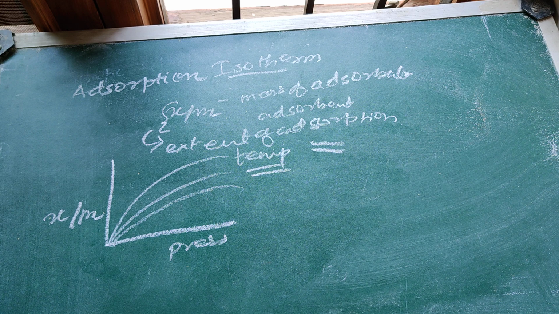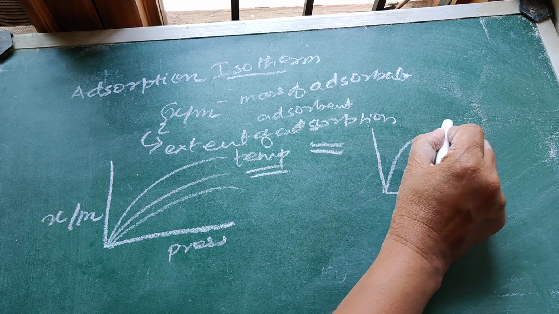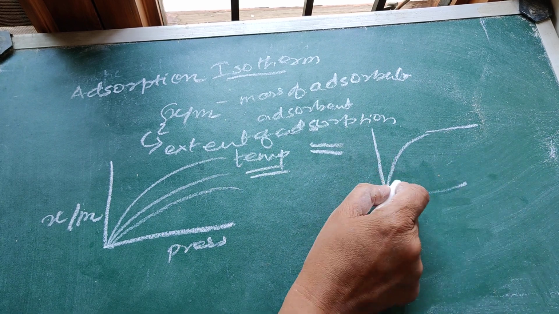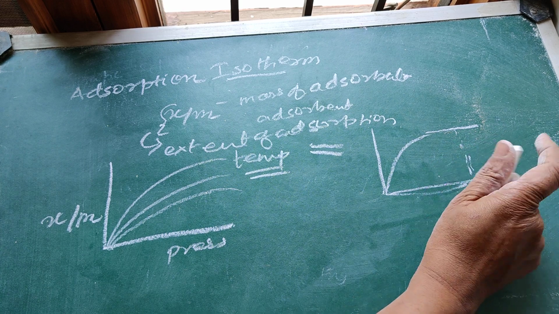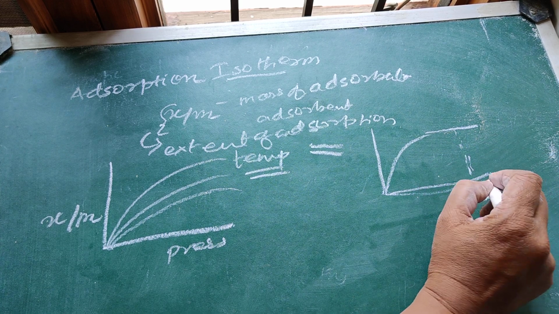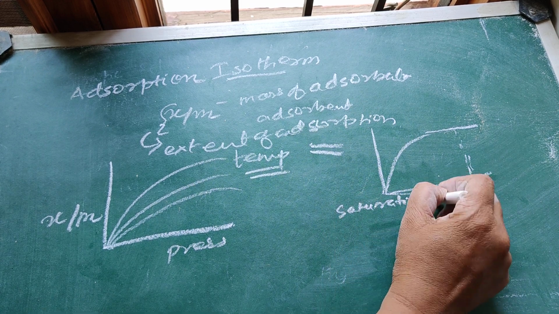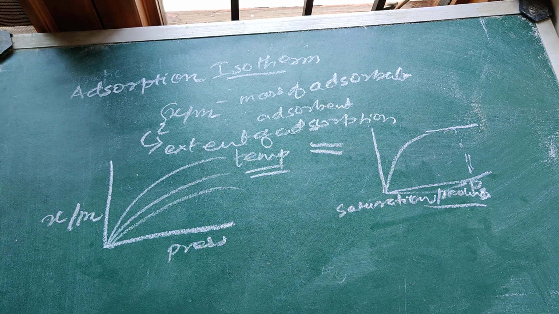So if you see this graph, you see that after a certain time the temperature remains constant, and the pressure corresponding to this, we call it PS, the saturation pressure. It becomes maximum at the pressure called PS, which is nothing but the saturation pressure or equilibrium pressure. Okay.